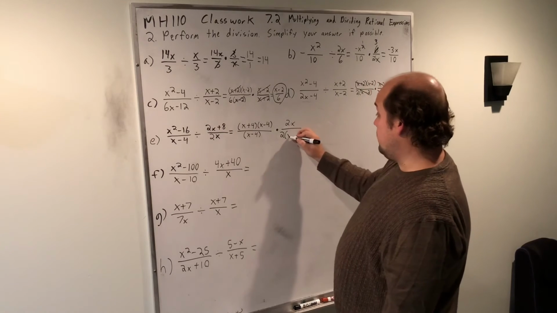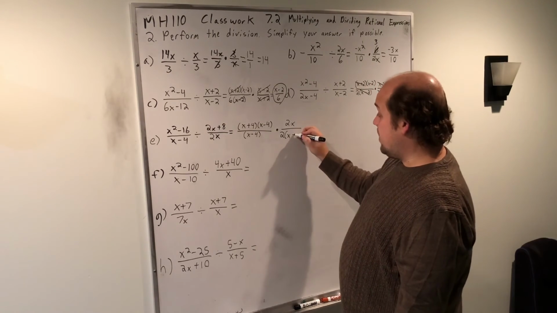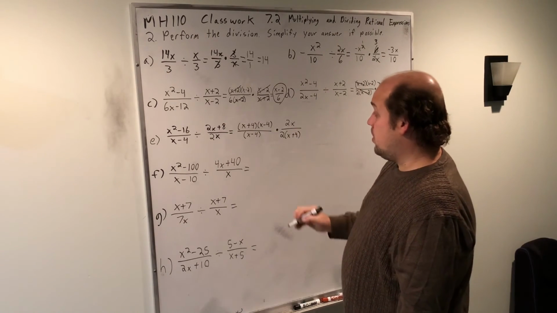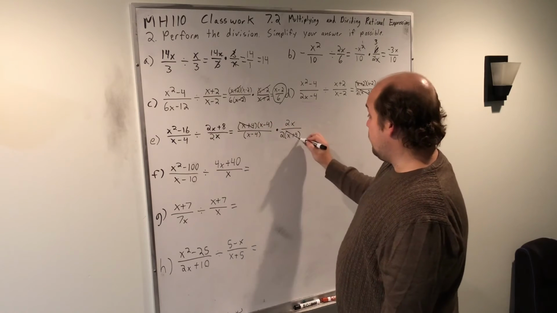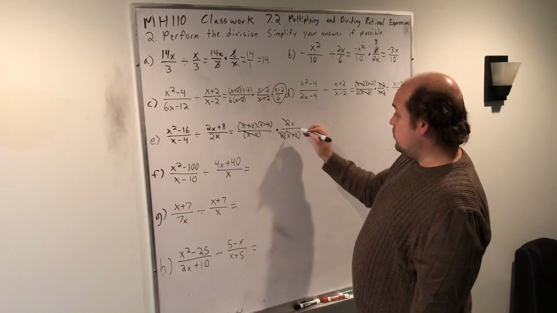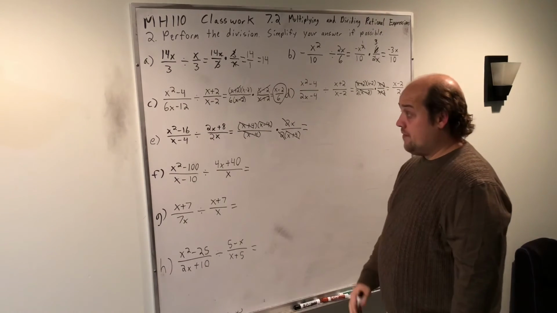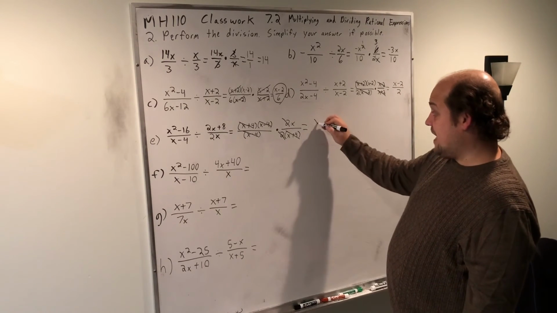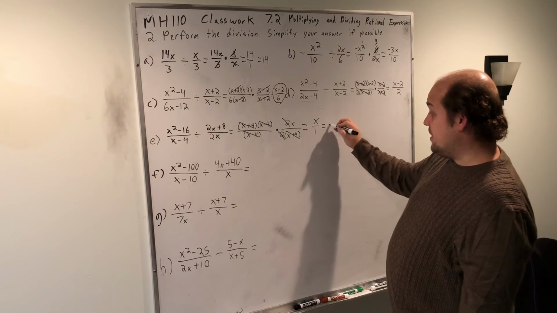2x divided by 2 leaves me with x. 8 divided by 2 leaves me with 4. I can now see x plus 4's that can go away, x minus 4's that can go away, and 2's that can go away. Once everything's gone, all that's left is an x on top, which means my final answer is just x.